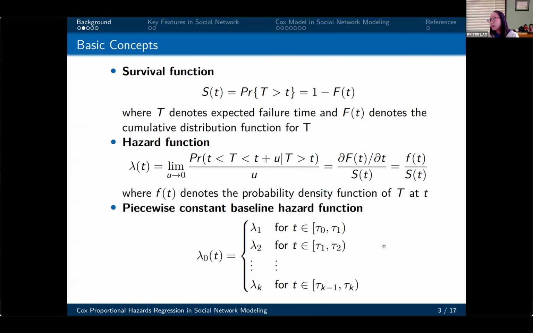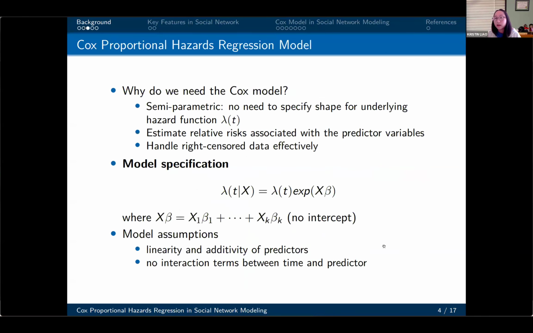And since the shape doesn't matter much for the Cox model, we can assume a piecewise constant hazard function to simplify things. This is also another response to Jessica's question just now. The Cox proportional hazard model is a semi-parametric version of the parametric proportional hazard model. The Cox model is widely used precisely because of its semi-parametric nature, which does not require any fitting of the underlying hazard function and can handle right-censored data more effectively.